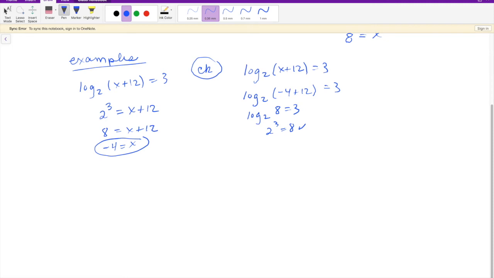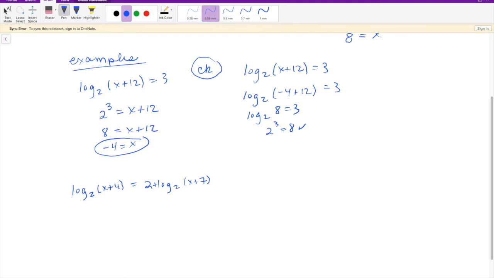Let's try log base 2 of x plus 4 is equal to 2 plus log base 2 of x plus 7. Again, the question that I'm asking myself is, do I have log equals log or log equals number? And sometimes you have to do a little bit of algebraic manipulation to get yourself there.